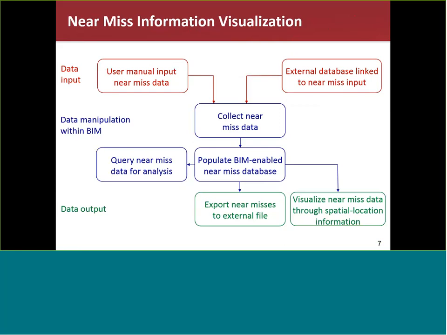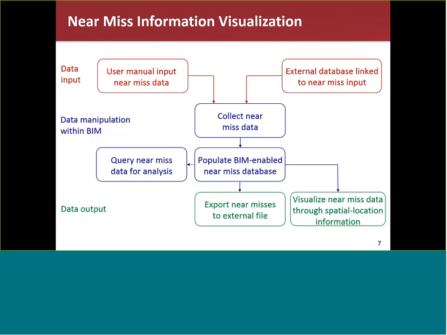If you move down to the blue, you see data manipulation within BIM. Once that data is collected, we can populate a BIM-enabled near-miss database. What's different from Excel and Access is that this database is connected to a building information model. Anyone that has access to this model can automatically receive up-to-date near-miss information and analysis, versus having to email out updated drafts of your database throughout the project duration. With this database, you can also query near-miss data for different types of analysis.